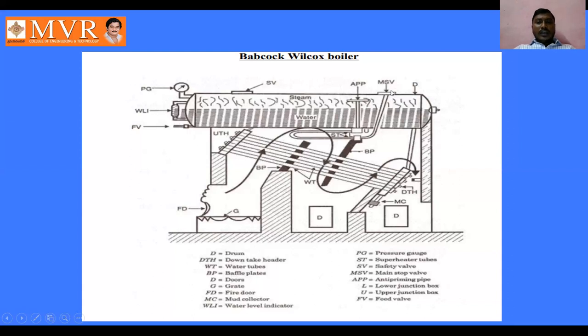After that, the steam moves into the main stop valve. Here the main stop valve controls the steam, and it is stored in the steam storage and supplied whenever steam is required for generating power. This is what I wanted to say about the Babcock and Wilcox boiler. Now the working principle.